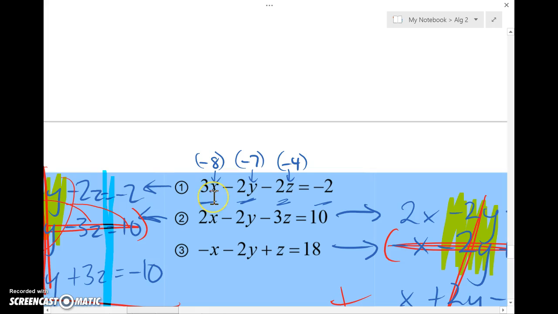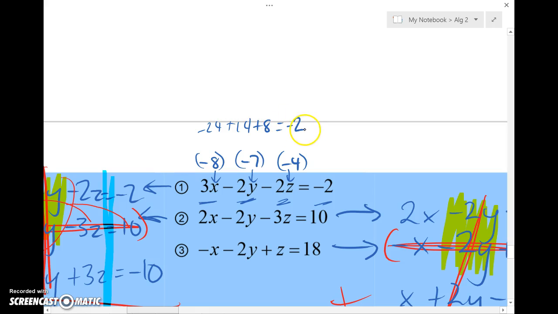So just to demonstrate, I'm going to do this real quick, just for one of them. I know these answers are correct, but I just want to kind of demonstrate. So plug in the negative 8 here. That's negative 24. And then plug in the negative 7. So it's negative 7 times negative 2, which is plus 14. And then the last one is negative 4 times negative 2, which is plus 8. And then so negative 24 plus 14 is negative 10, plus 8 is negative 2.